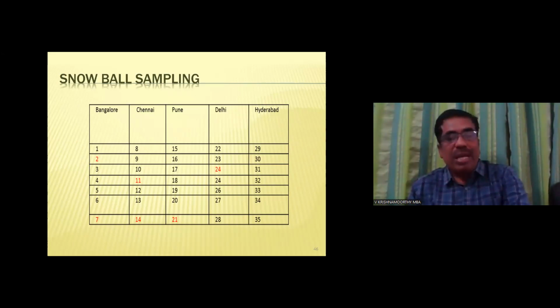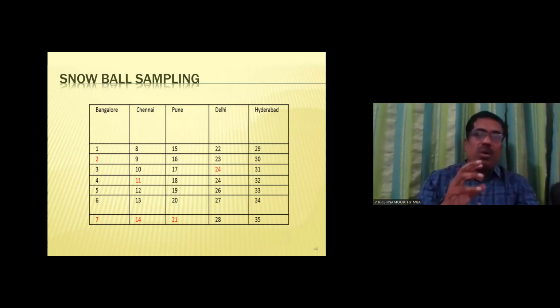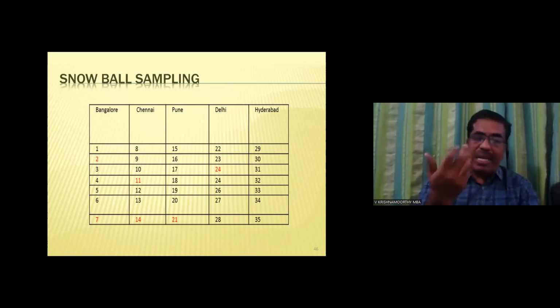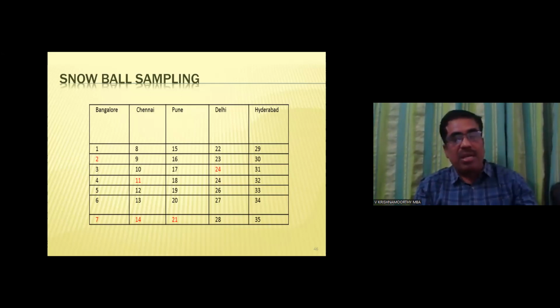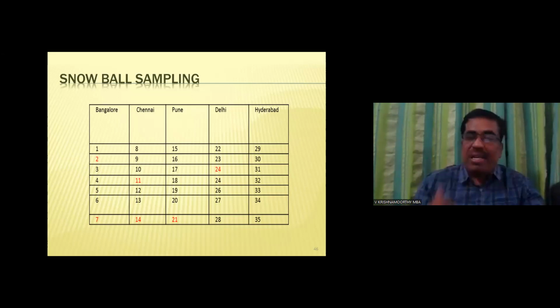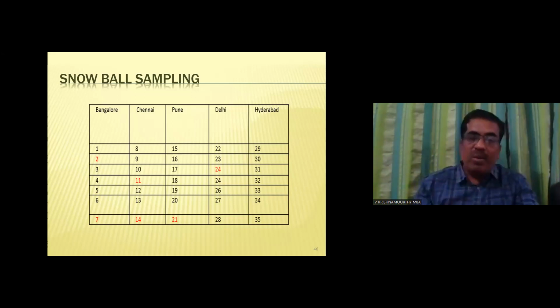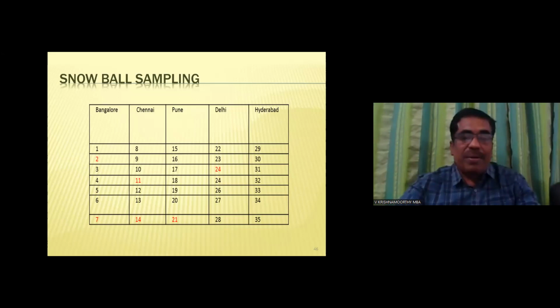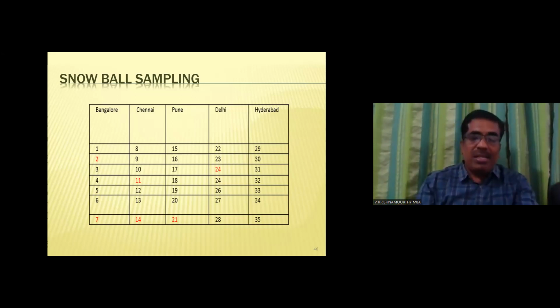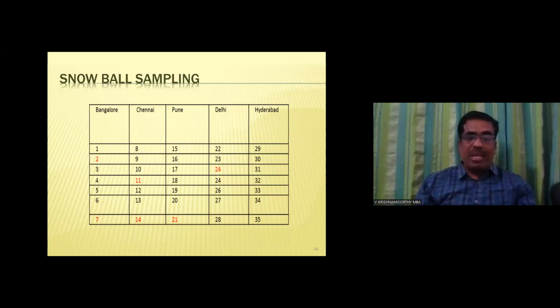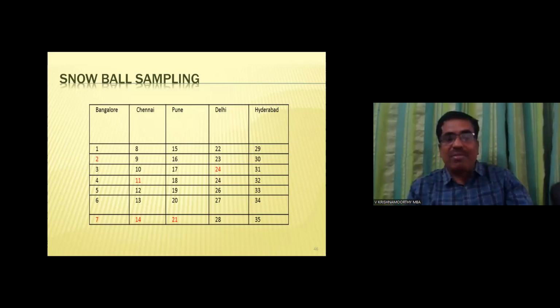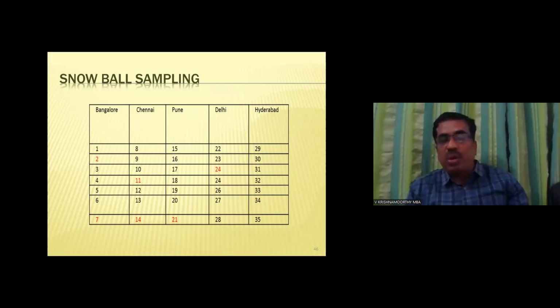So now what I can do is approach respondent 2 and collect data. I get a reference from 2. Respondent 2 is referring 7, so I can go and collect data from 7. 7 is also referring 11, so I can collect data from 11. 11 is referring 14, so I can collect data from 14. 14 has referred 21, and 21 has referred 24. I can collect data from 24.